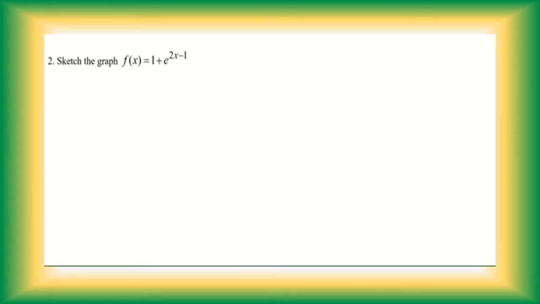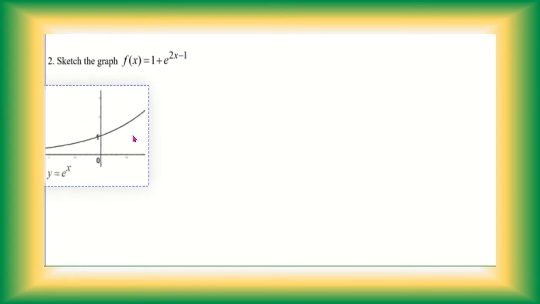Next example. Sketch the graph f(x) equals 1 plus e to the power of 2x minus 1. First, we need to identify the parent graph. From the equation, we can see there is an e here. So the parent graph is the exponential function, and we start the graph with the exponential function.